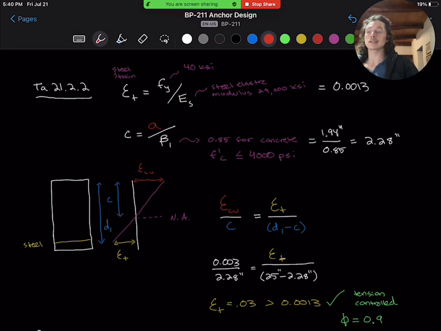So this directs us to table 21.2.2, and in order to read this table, we need to calculate an epsilon t. And in order to do this, we first need to calculate c, our distance to the neutral axis. The code gives c equals a over beta 1, where beta 1 is 0.85 for less than 4,000 psi concrete. So we get a c value of 2.28.